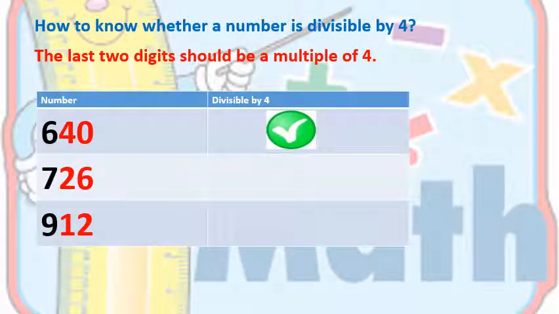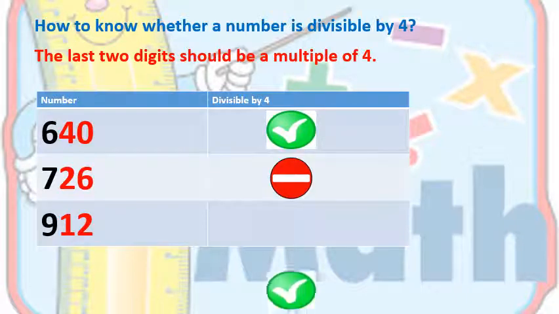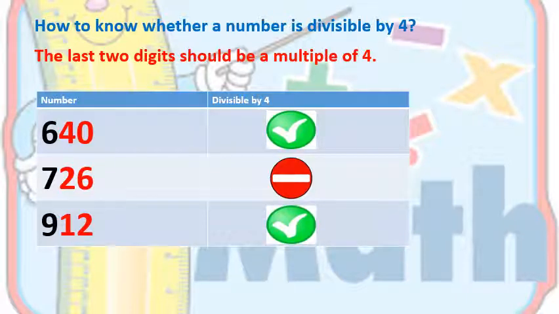Another example. 726. So 26. 4 times what gives me 26? We don't have. So the number is not divisible by 4. Another example. 912. 4 times what gives me 12? 4 times 3. So the number is divisible by 4.